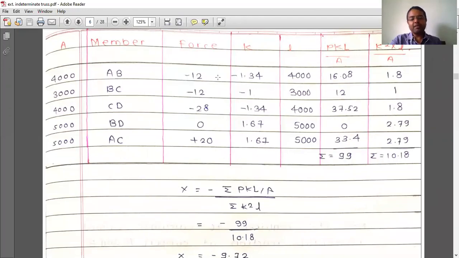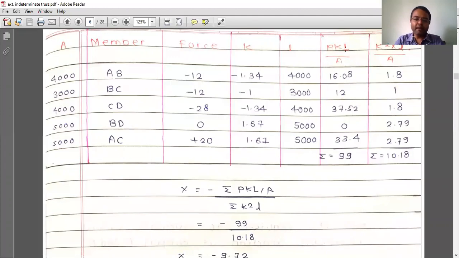So for this table and for further calculation, the sign convention is: tension we are going to take as positive, compression as negative. Next step, write down the length of every member. You can calculate the length of every member by using the Pythagoras theorem. Some of the lengths are given and some you can calculate using the Pythagoras theorem.